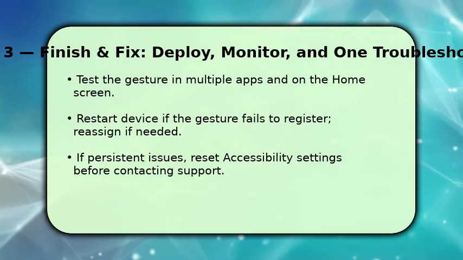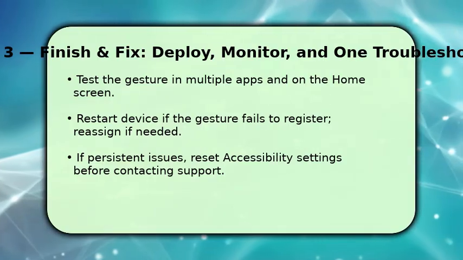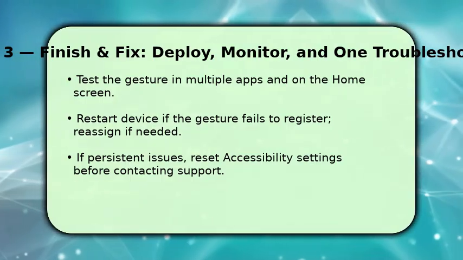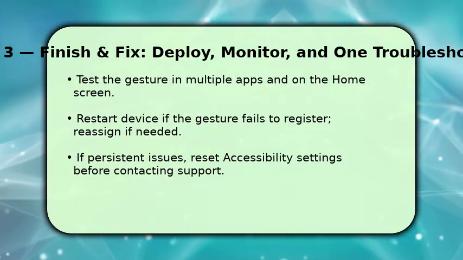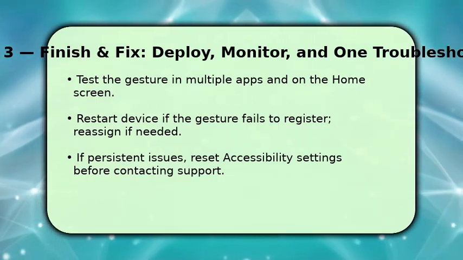Make sure no other accessibility shortcuts conflict with Assistive Touch. If problems persist after resetting accessibility settings, document the steps you tried and contact support. This final sweep ensures the Assistive Touch lock behaves as the only locking method you rely on.